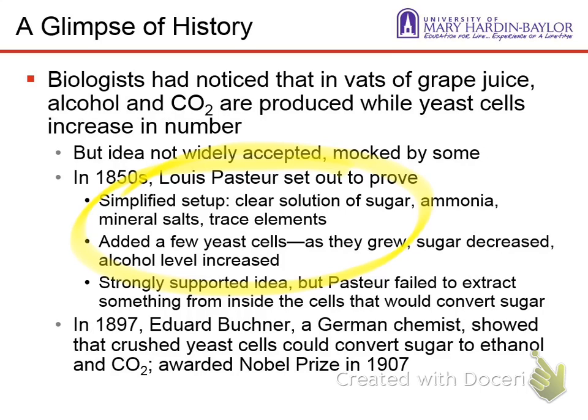So one thing that Pasteur did was that he added a few yeast cells. They grew, the sugar decreased, the alcohol level increased, and then there were a larger number of cells in there. And that supported the idea that the yeast were doing this fermentation process. But realize, too, this is not that long ago. It's only about 165 years ago that this was happening, and this was the level of understanding of biology back then. Still not a very high level of understanding.